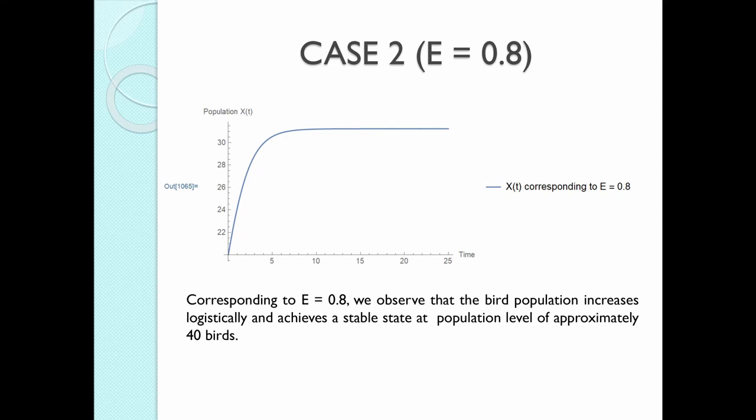Case 2. E is equal to 0.8. Corresponding to this value, we again solve our differential equation and plot it to observe that the bird population increases logistically and achieves a stable state at a population level of approximately 40 birds, which is less as compared to the previous case, where E is equal to 0.4.